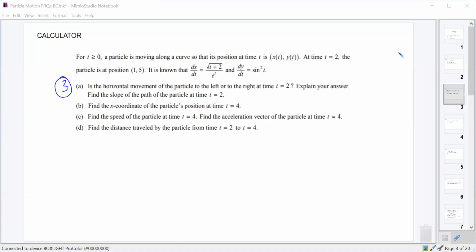Yes, dx/dt greater than 0 is a reason for A. So for A, 3 points: 1 for moving to the right with the reason that dx/dt is positive, 1 point for looking at dy/dt over dx/dt, or making an attempt to do that, and 1 point for finding the actual slope at t equals 2, which was 3.055. We did all that last time. We just didn't talk about the point.